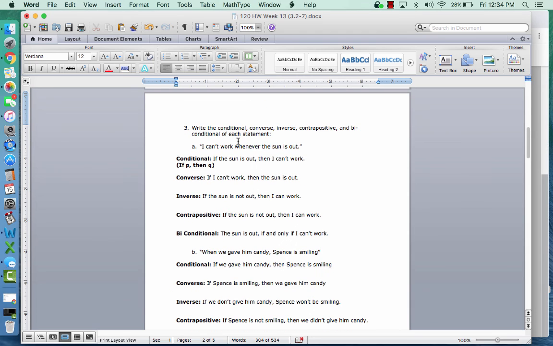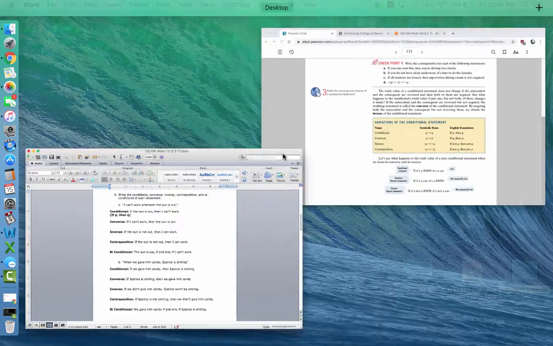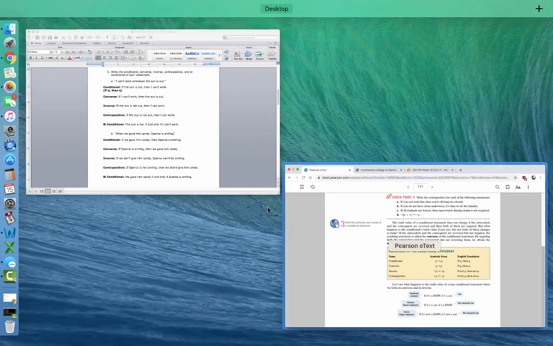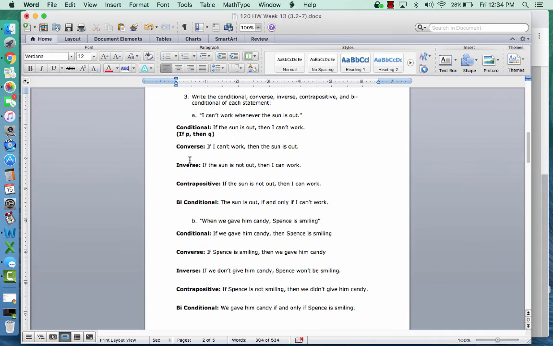Okay, so there's a couple examples to look out for. Just remember that when or whenever has the same logical meaning as if. You want to take the compound statement and write the conditional as a traditional if-then statement, and then you can basically use the form to switch around the P and the Q or put negations based on whether you're doing the inverse, converse, or contrapositive.